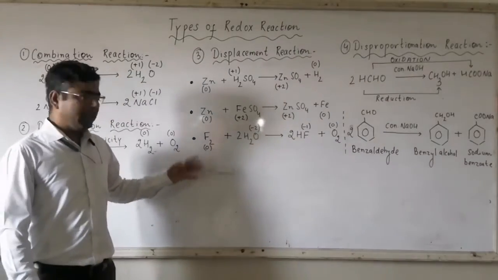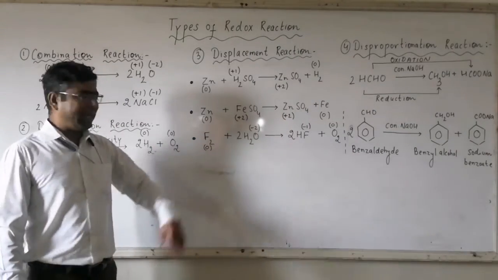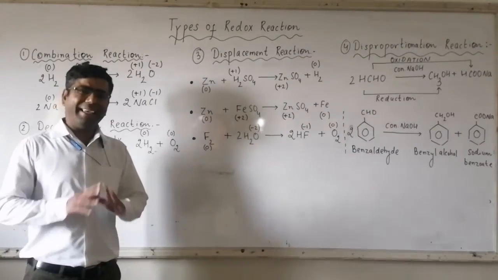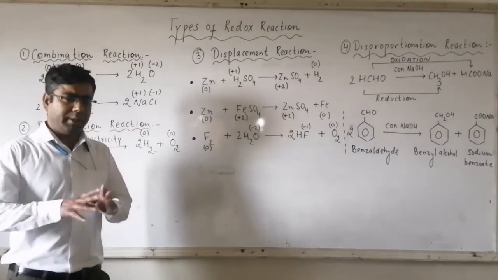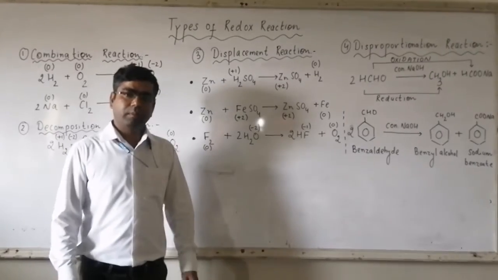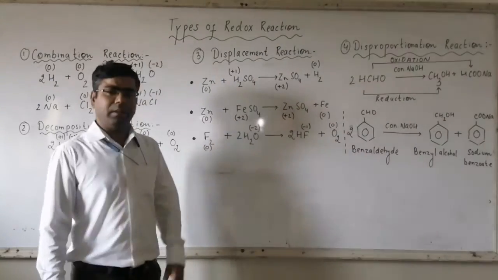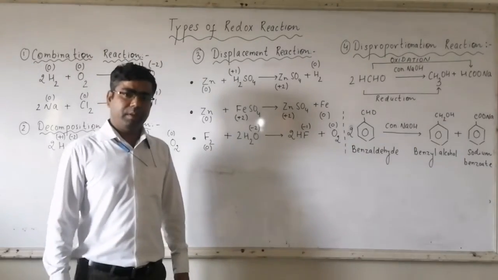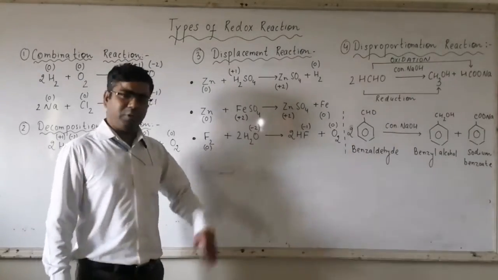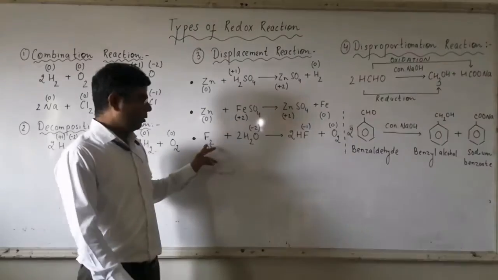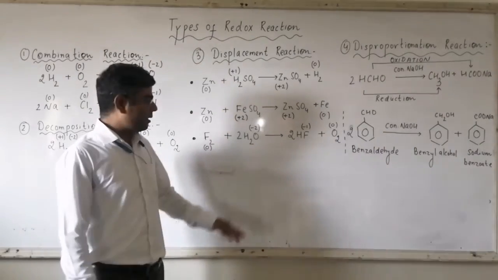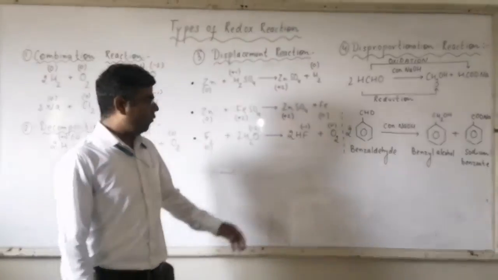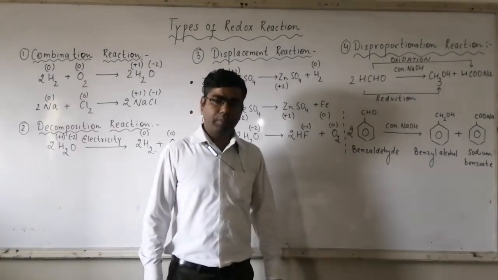Then comes number 3, F2 with H2O. Fluorine is having highest electronegativity among all the nonmetals. It is the most reactive nonmetal. So when F2 is made to react with H2O, fluorine will displace oxygen from here. A more electronegative element will displace a less electronegative element from the compound. As a result, we will obtain HF and O2.